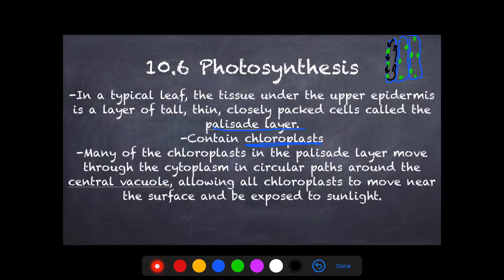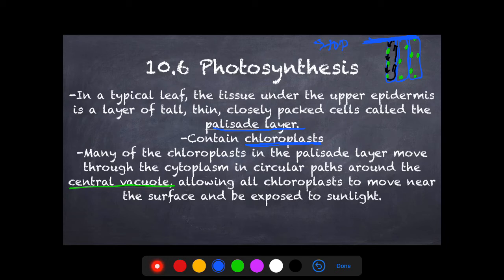And that's going to be in the cytoplasm of the cell. So they're floating in there and moving around, and they're going to move around something specific: the central vacuole. This way, if this is the top of the leaf up here, all of the chloroplasts will eventually have a moment to be at the top of the leaf, where you are getting the most sunlight. And so they're all able to capture light energy through the chlorophyll that's located inside of the chloroplast, and therefore they're able to process photosynthesis.